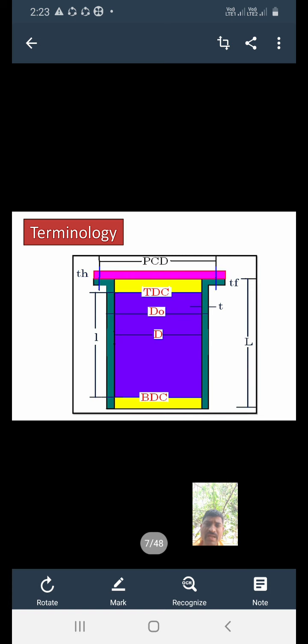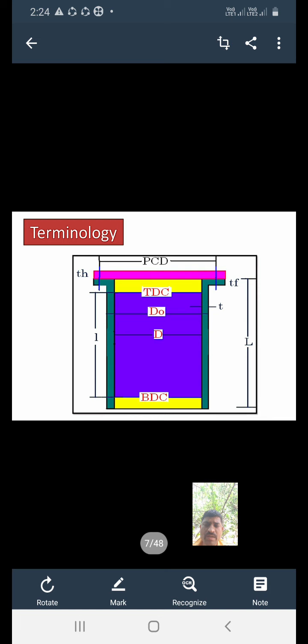Then thickness of the cylinder head, TH is denoted as the thickness of the cylinder head. And diameter of the bolt is denoted by d, and it is also called the stud diameter. And last is the pitch of the bolt. Here you have the PCD of the cylinder and the cylinder head. Then there are two centers given: top dead center, denoted by TDC, and bottom dead center, denoted by BDC.